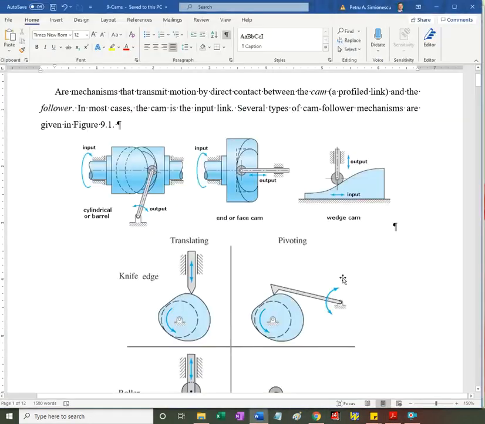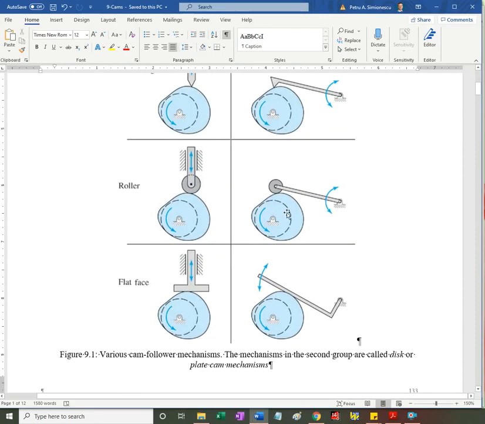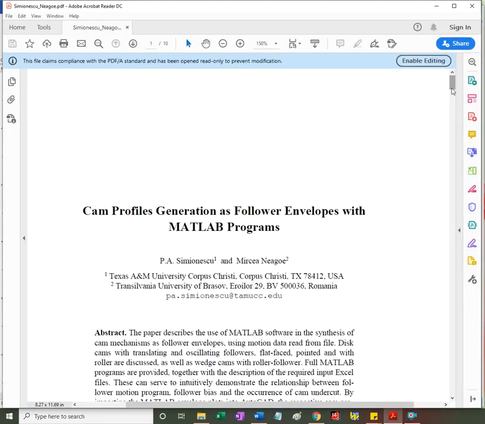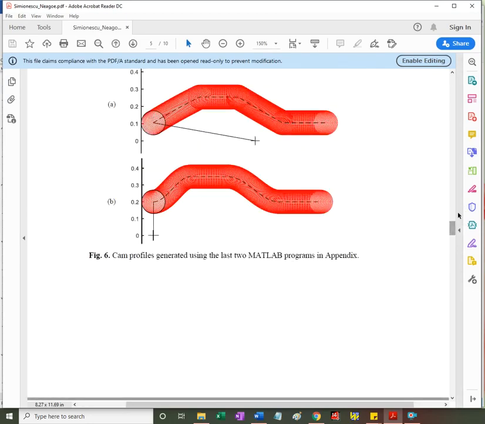So going back to the notes, our concern will be primarily about disc cams. Okay, the six cases here. The 2D wedge cams could be analyzed about the same. I'm going to provide you with a copy of this paper where wedge cams are discussed towards the end.